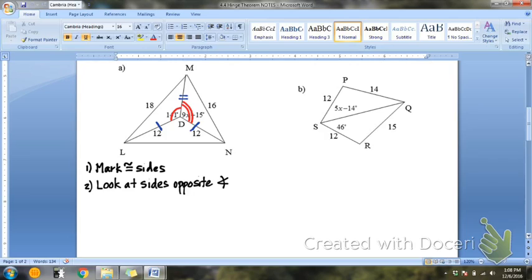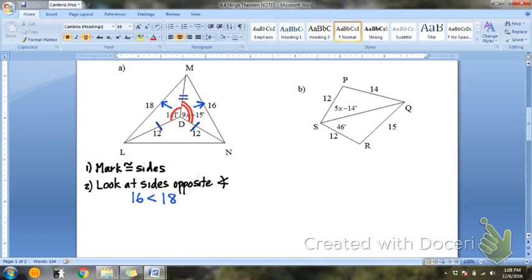Okay, so I have two angles marked. Across from this angle is 16, and across from this angle is 18. Do you guys see that? Across the angles we have 16, we have 18. Which side is smaller, 16 or 18? 16. So we're going to go ahead and write 16 is less than 18.